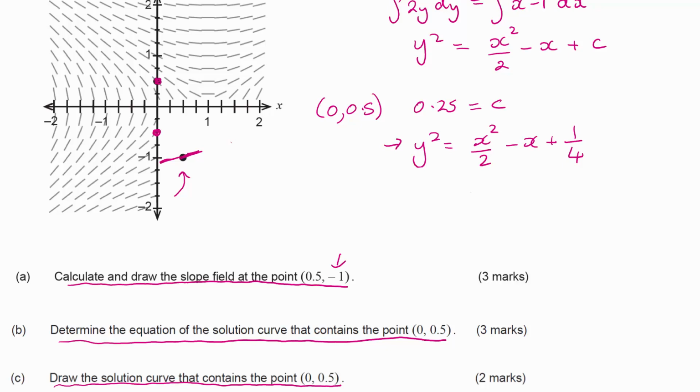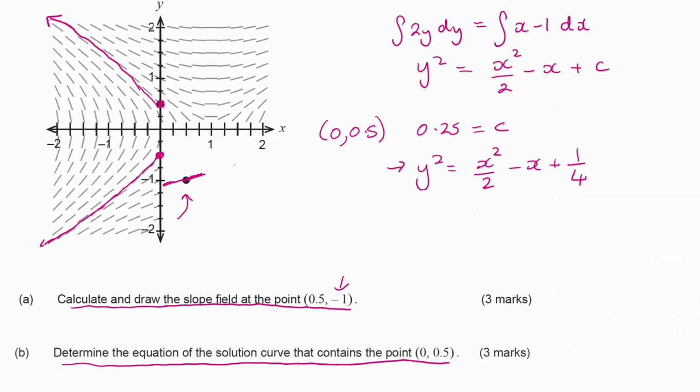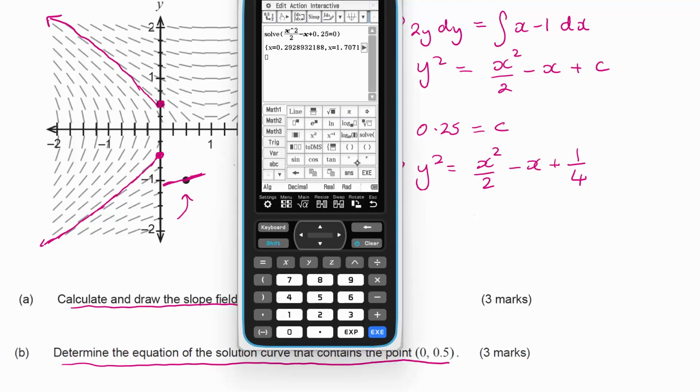Now, when I go to the left of the y-axis, I'm reasonably confident about just trying to follow the line of the tangent field and getting something that goes like this. Try to get it looking reasonably symmetric. And then we've got to get this. I'd like to try and get that x-intercept fairly accurate. So what I've done is I've solved x squared over 2, take away x plus 1/4 equals 0. We know that the x-axis is y equals 0. And I've got two solutions.